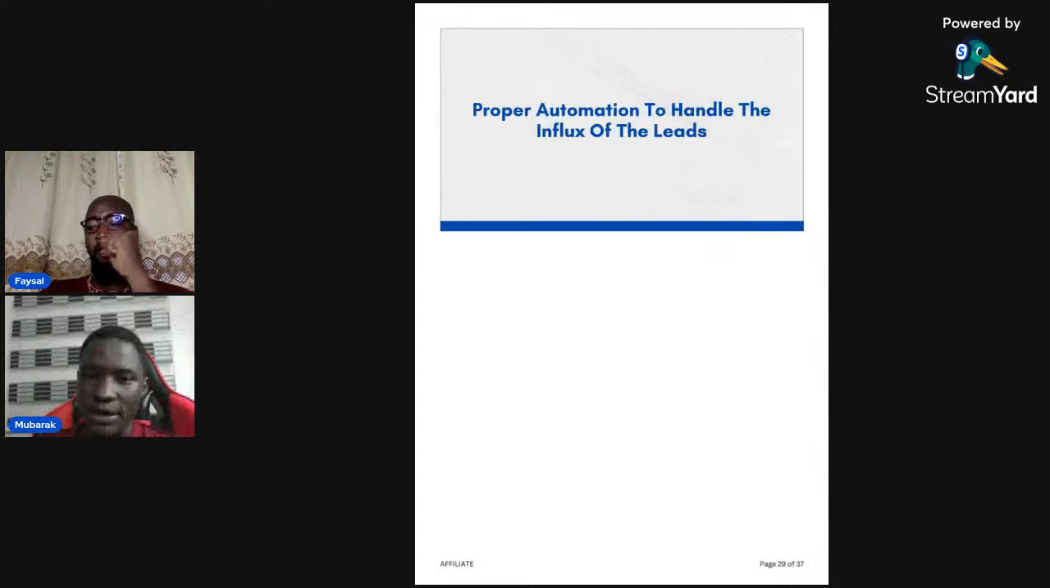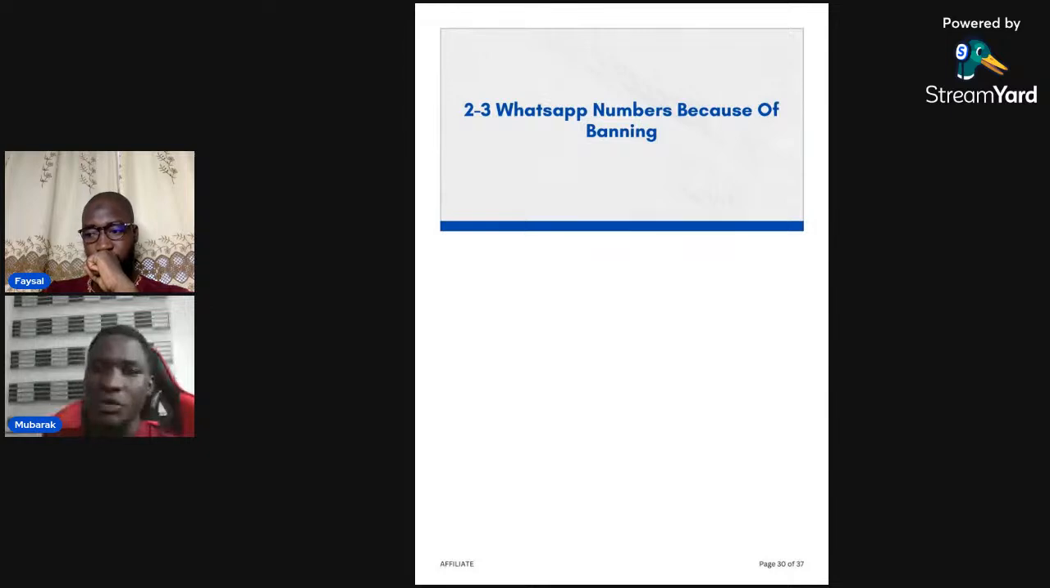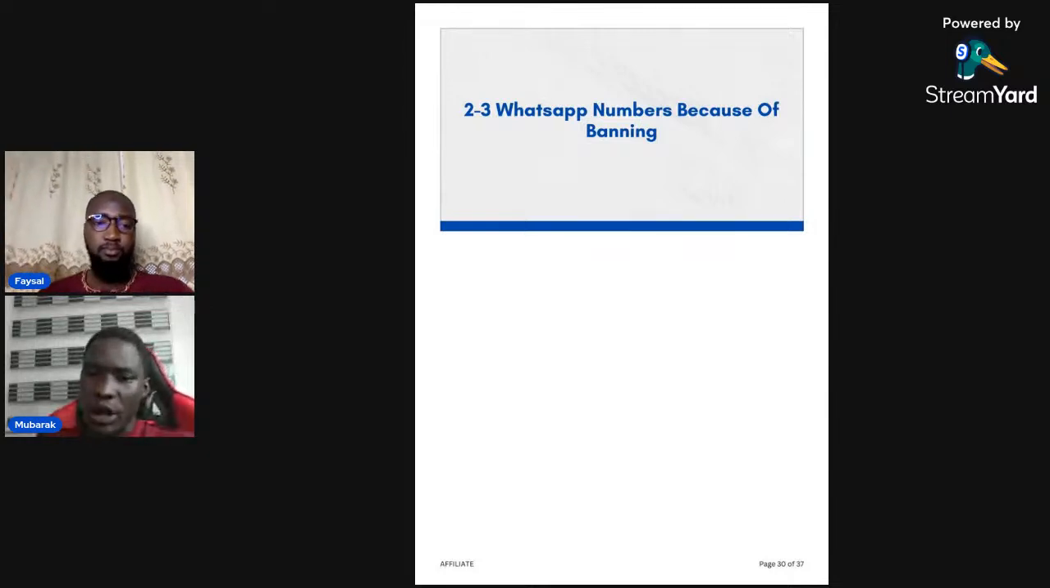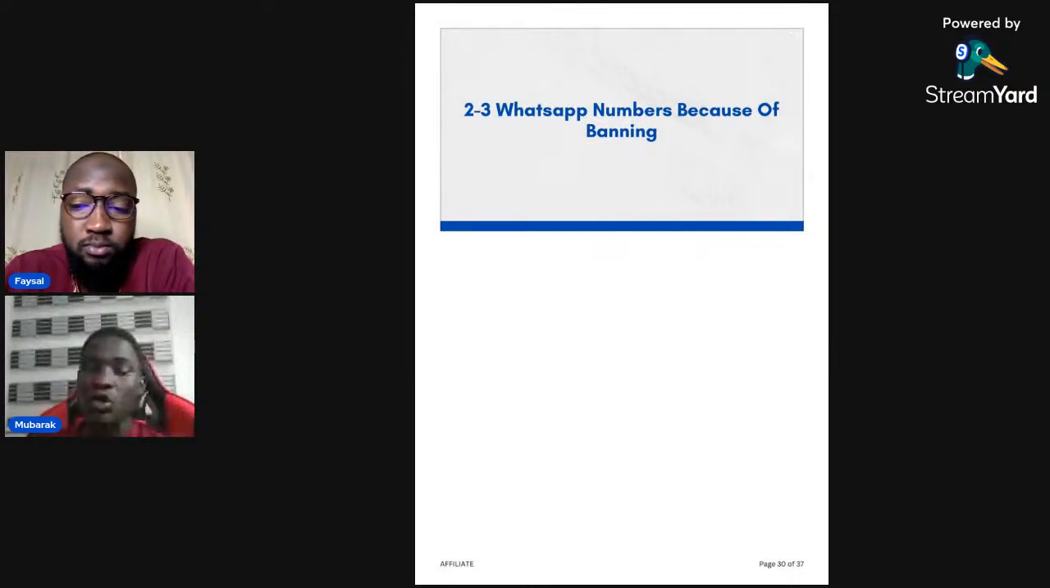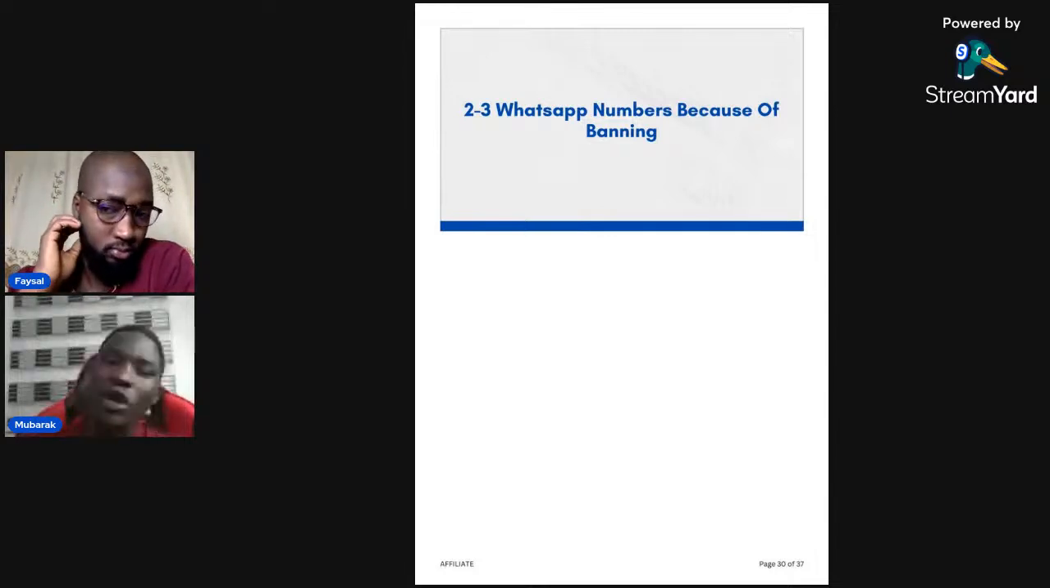Another thing, let me give you some hints about this WhatsApp banning. It almost solely depends on the kind of funnel you are using. If you are using a funnel that makes you send a lot of follow-ups using broadcast, you might end up getting a lot of bans. Do you understand this point? So you have to use a funnel that reduces the chances of you sending broadcasts.